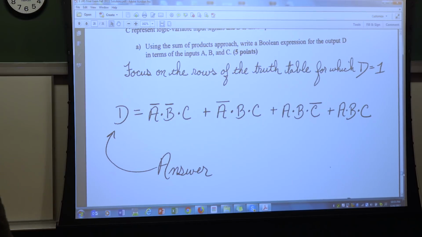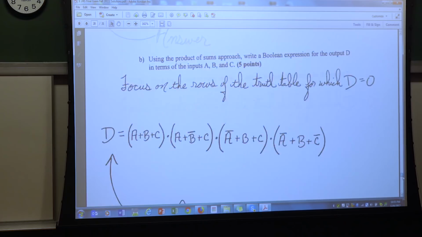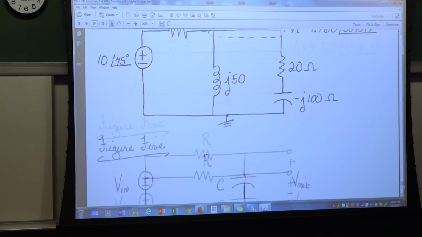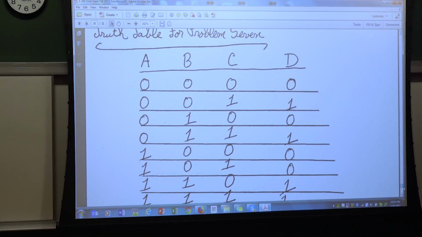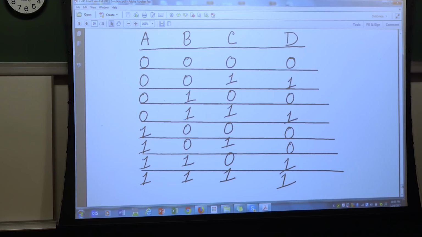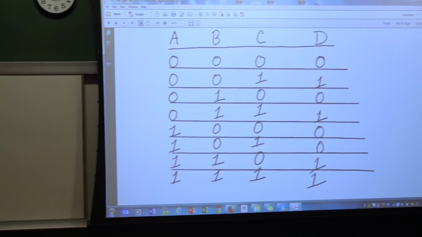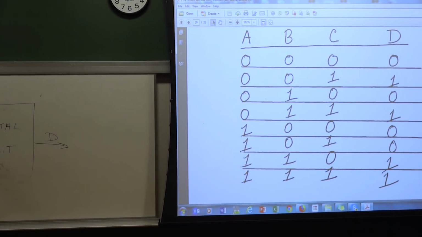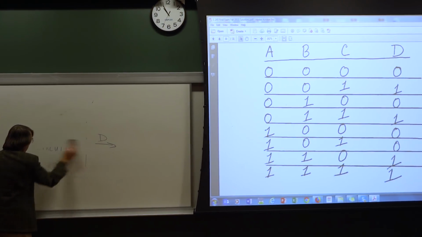So for the sum of products, you go to the truth table and you find all the cases where D is 1. Now wait till you see this. You'll be like, is that it? And I'll say, yes, that's it. You're done. Here we go. Wait till you see this. What a way to end our lecture.